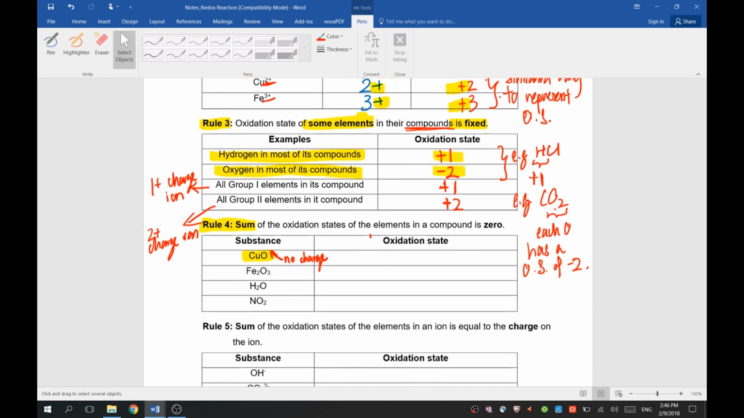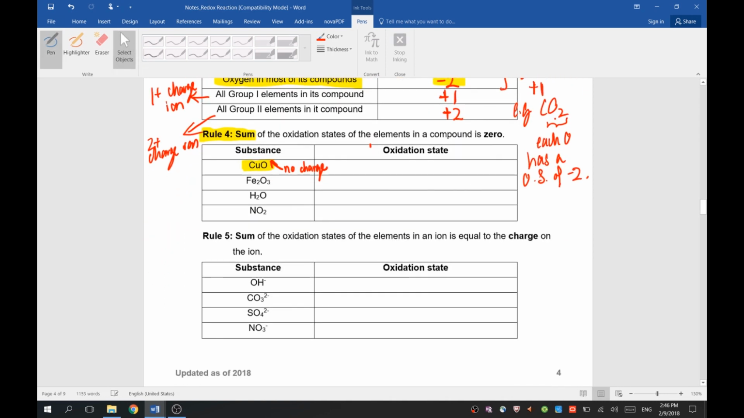For instance, if we take a look at rule 5, we realize that these are the so-called charges. You see the charges outside the polyatomic ions, when there's a minus charge, 2 minus, or whatsoever. When you look at rule 4, all these compounds have no charge. What does it mean? When there's no charge, it means that the sum of the oxidation states of all the elements inside will be equivalent to 0.